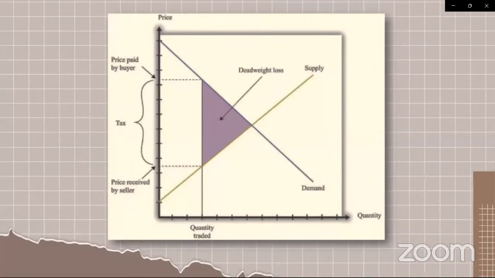The tax wedge, or deadweight loss, is depicted graphically in the picture below, where the purple triangle represents the tax wedge. The consumer demand curve is shown as a downward sloping blue line, whereas the producer supply curve is shown as an upward sloping yellow line. Where these two lines meet without a tax, the market clearing price and quantity of the good would occur.